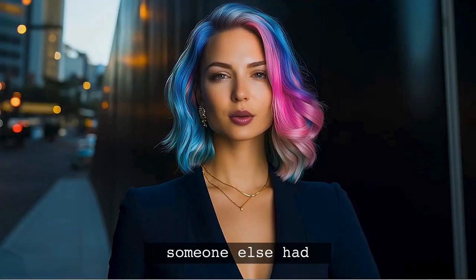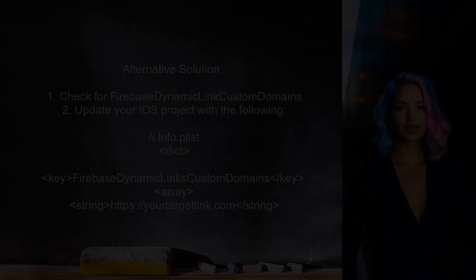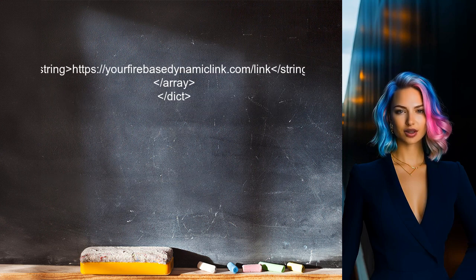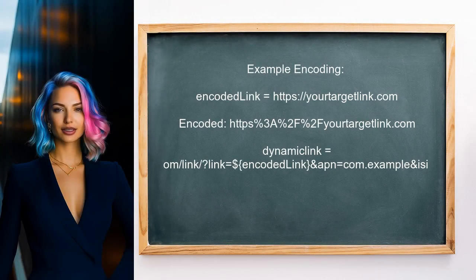Let's see what someone else had to say. One user shared an alternative solution for updating the Firebase SDK. They mentioned that if you're facing issues, you might be missing the Firebase Dynamic Link custom domains. To fix this, you should update your iOS project with the correct dynamic link configuration. They also provided an example of how to encode your target link for dynamic links. Make sure to encode your URL properly to ensure it works as expected.